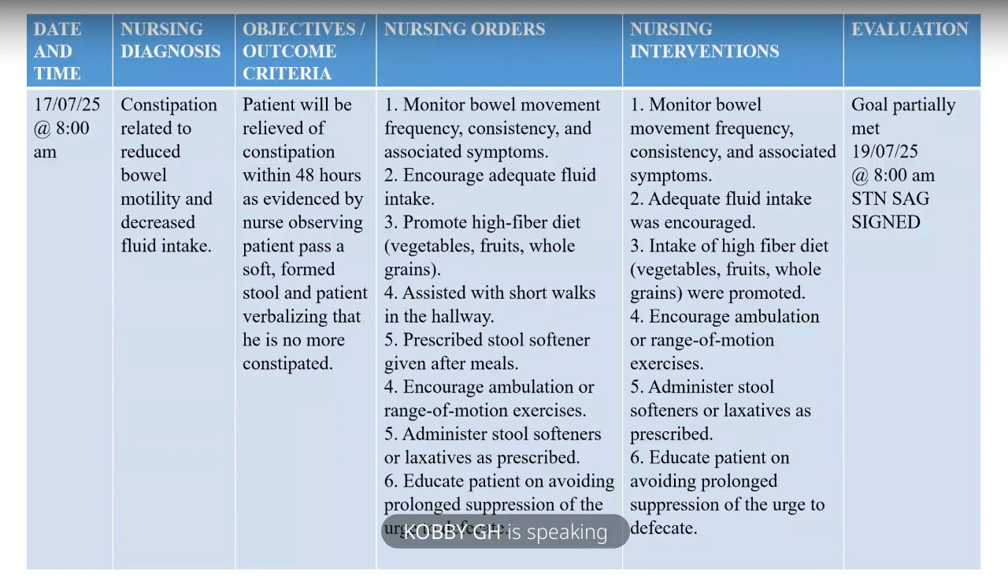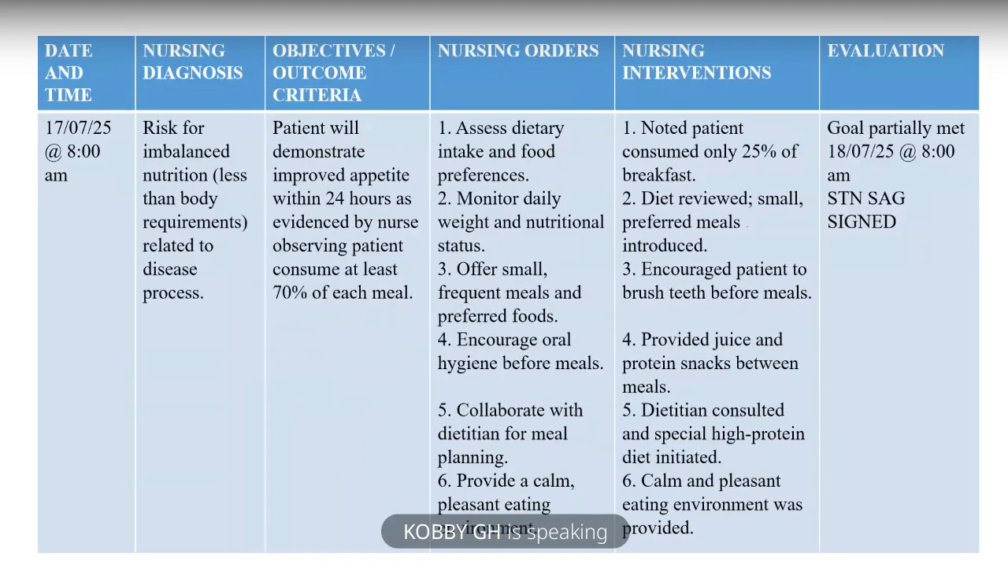Is that okay? Great. Monitor bowel movement, encourage adequate fluid intake, promote high fiber diet intake, assist with short walks in the ward. Okay, then prescribed stool softeners were given. Administer prescribed stool softeners, encourage ambulation or range of motion exercise, educate patient on avoiding prolonged suppression of the urge to defecate. You get, simple as that. Is that okay? So these are all problems that you can touch on. You can get like constipation, like loss of appetite.